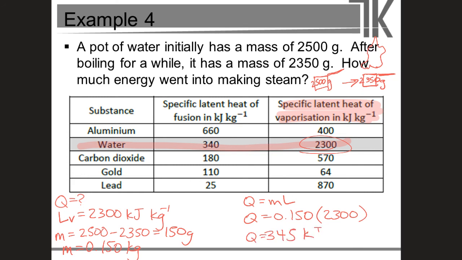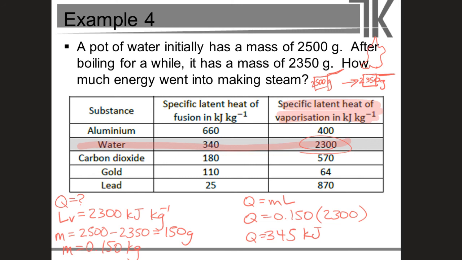345 kilojoules. Now that is loads of energy. That's over a third of a megajoule, and that's to turn not even a cup of water into steam. Water takes loads of energy to heat. Water takes loads of energy to turn into steam. So anytime that we're dealing with water, you probably will end up with ridiculously high numbers. Water takes a lot of energy. So hopefully those examples went all right for you.